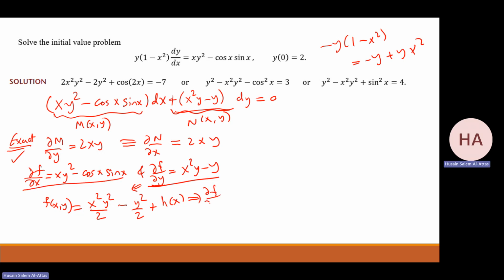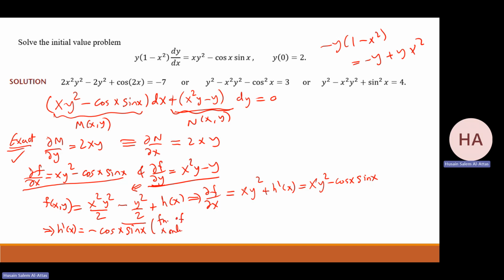So I have partial f with partial x equal to what? x squared y squared over 2 gives xy squared, this is 0, plus h prime of x, equals xy squared minus cosine x sine x. So I'm getting h prime of x, these cancelled, equals minus cosine x sine x. That should be a function of x only, which is true now.